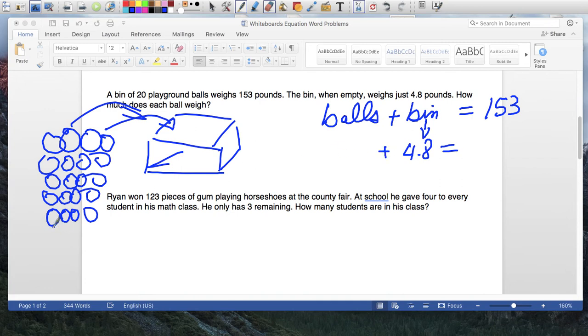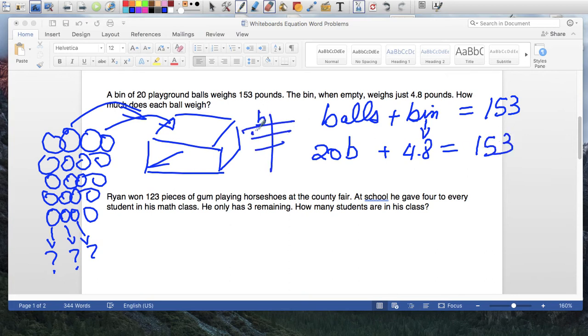So we want to know how much is this? What's the weight of each ball? So how many balls do we have? We have 20. I'm going to use B for balls. 20 balls plus 4.8, right? Equals 153 pounds. So use your story. B times 20 plus 4.8 equals 153. Minus 4.8 and divide by 20. So minus 4.8 here, minus 4.8 here.